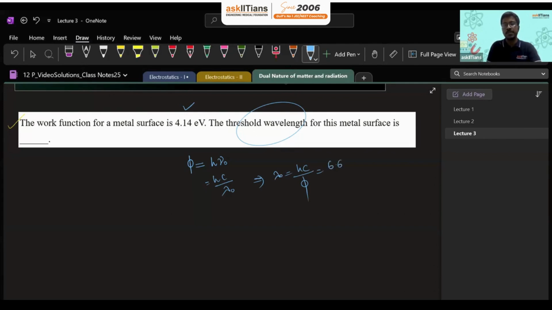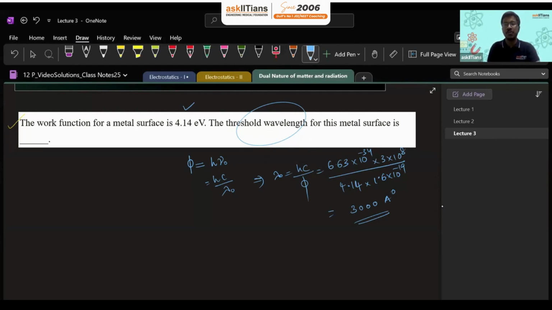h is 6.63 into 10 power minus 34, c is 3 into 10 power 8, divided by phi, which is 4.14 electron volt. 4.14 electron volt means 4.14 times 1.6 into 10 power minus 19 joules. After solving this, you will get an answer of around 3000 Armstrong. So that is the threshold wavelength of this metal surface.